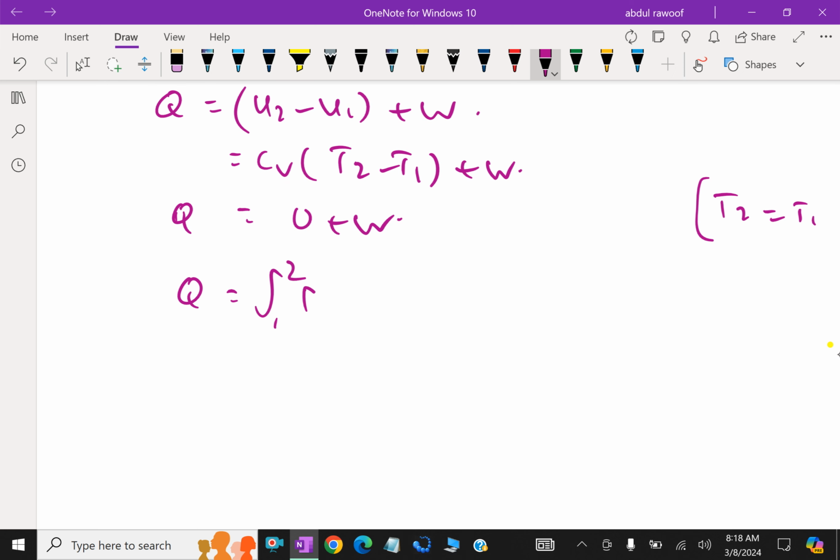Now, Q is the work done here, so instead of Q we can write W. Therefore, W is the integral from V1 to V2 of C dV by V, since we are writing P equal to C by V. Now, by integrating, we get the logarithm of V2 by V1. Therefore, work done is C log V2 by V1.